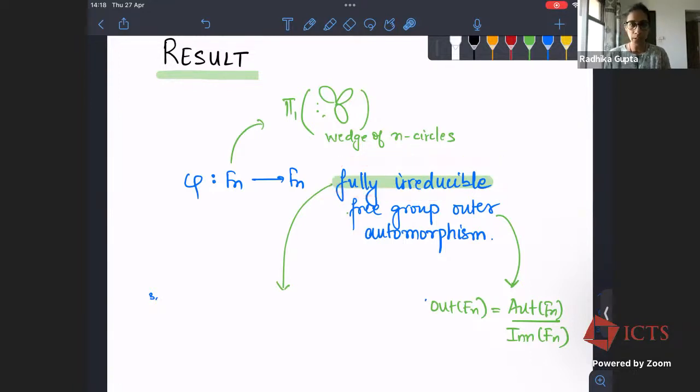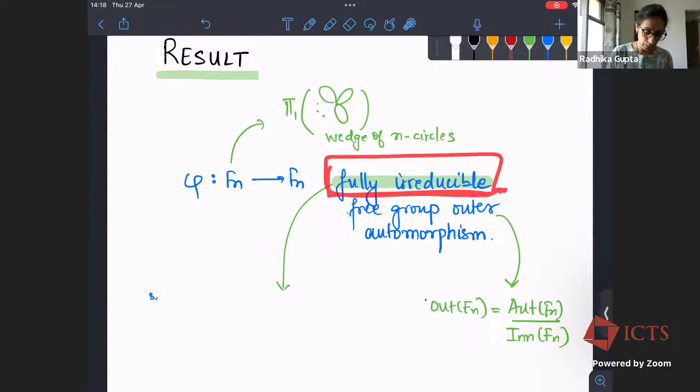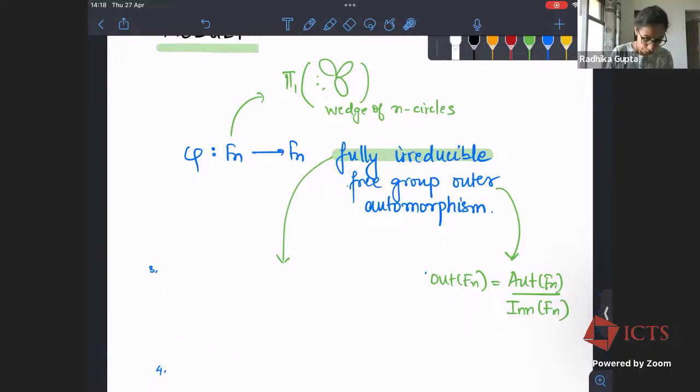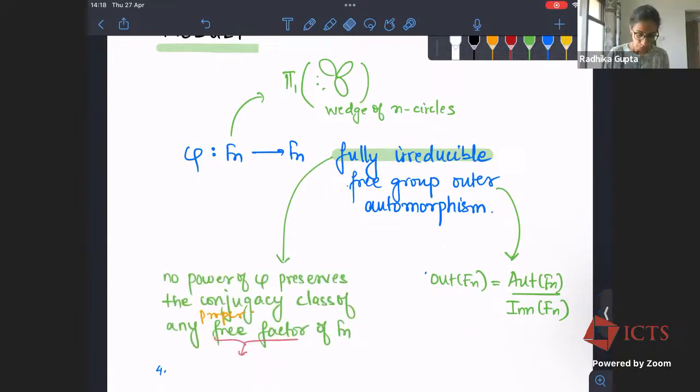So I'll show some examples. I'm particularly interested in fully irreducible automorphisms. These are the analogs of pseudo-Anosov homeomorphisms. So I'm interested in these free group automorphisms. I can show you the definition, but I think the example will be more helpful.